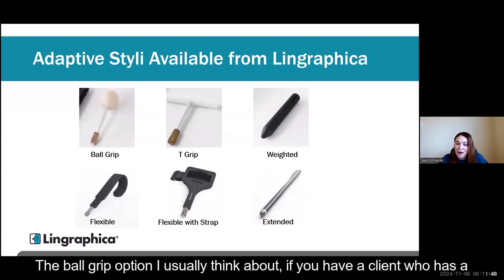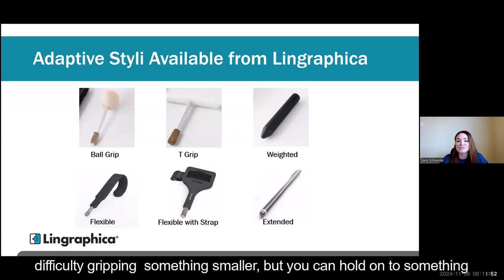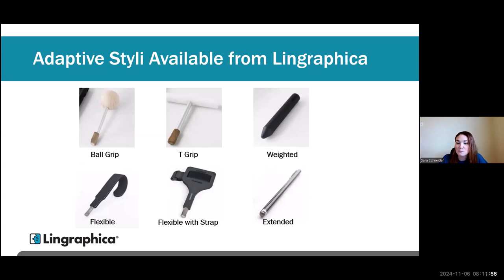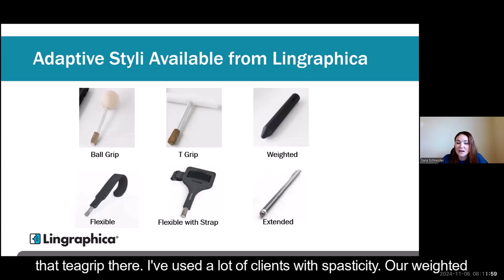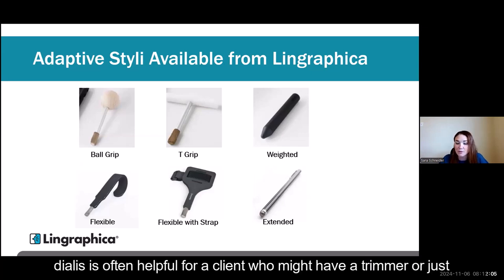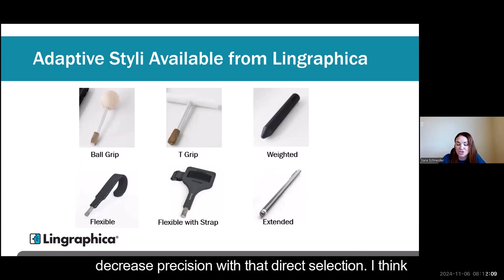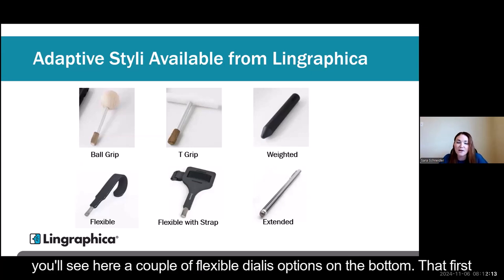So these are our adaptive styli options. The ball grip option, I usually think about if you have a client who has difficulty gripping something smaller, but can hold on to something larger. That T grip there, I've used a lot for clients with spasticity. Our weighted stylus is often helpful for a client who might have a tremor or just decreased precision with that direct selection.